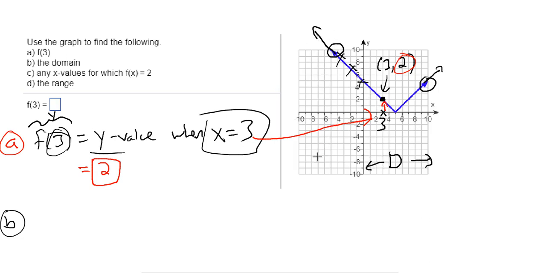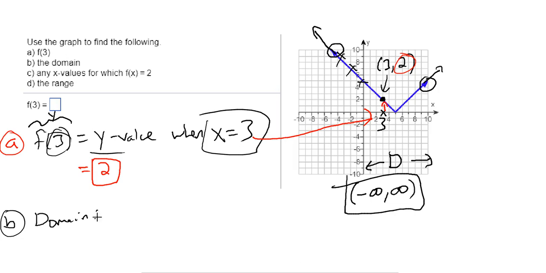This graph goes forever to the left, which means it's going to go to -infinity. It just keeps going forever to the left. And it goes forever to the right. So it goes to +infinity. So my domain in this case is going to be from -infinity to +infinity. All right, so that's part B. The domain is -infinity to +infinity, which in other words is all real numbers.